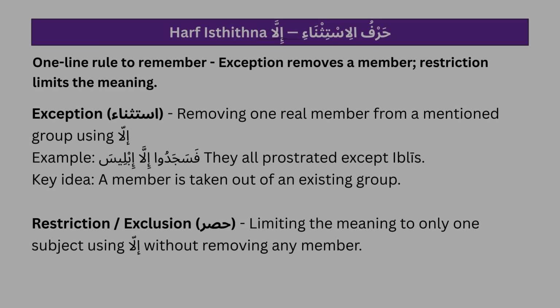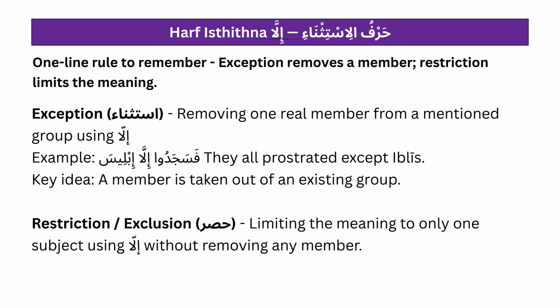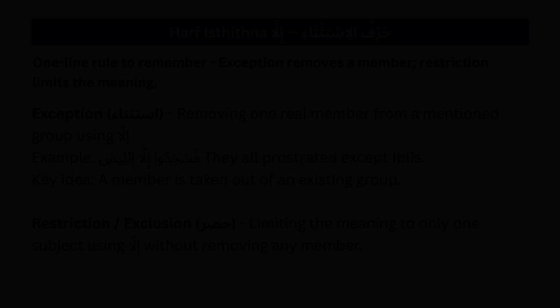Now remember, the one-line rule at the bottom of the slide. Exception removes a member. Restriction limits the meaning. In exception, Isthithna, a member is removed from a mentioned group, like fasajadu illa iblisa. They all prostrated except Iblis. But in restriction, hasr, the meaning is limited to only one subject without removing anyone from a group. This distinction is extremely important when reading Quranic Arabic because the particle Illā can carry two different grammatical functions depending on the structure of the sentence.